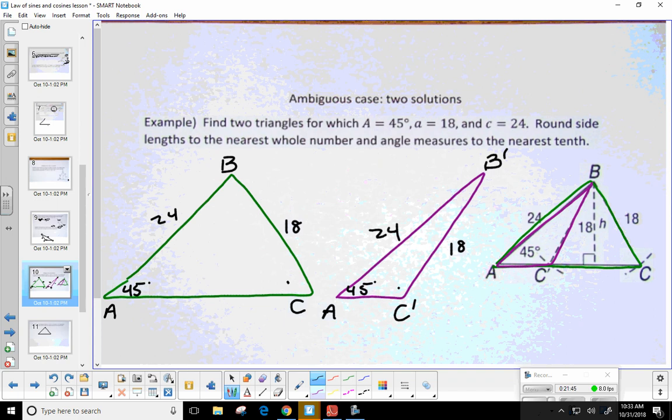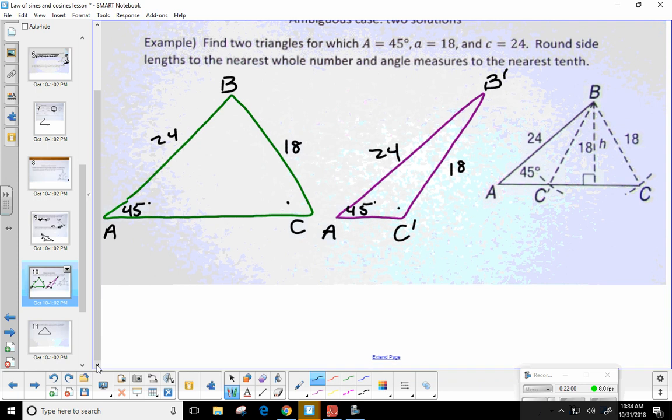Is everybody okay with how I set this up? Again, we're just solving for the missing parts of a triangle. We just have two. Now, there's one thing you can do that's going to make this go really quick. Look at that first triangle. What can I solve for? We've got to solve for angle C, right? All right, so let's do that.